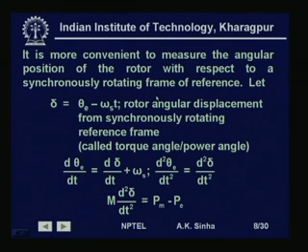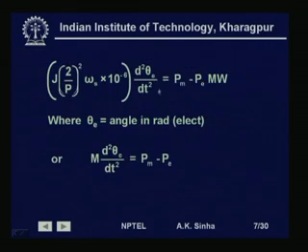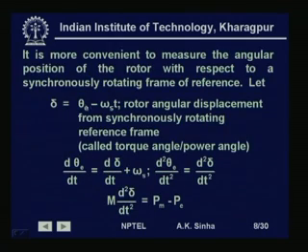Now, in this relationship, we want to replace this theta e with delta. So, we need to find out the value of d2 theta e by dt2 in terms of delta. So, what we do is we take this omega s t on the other side and differentiate it once, then we will get d theta e by dt.